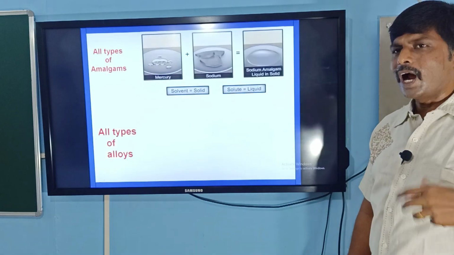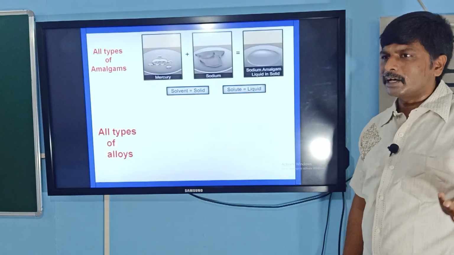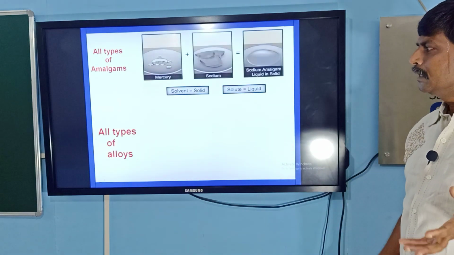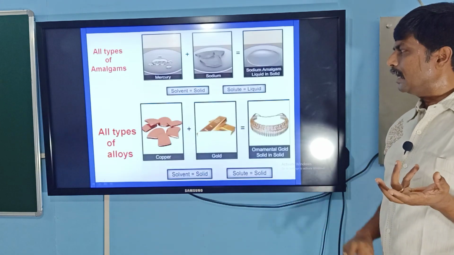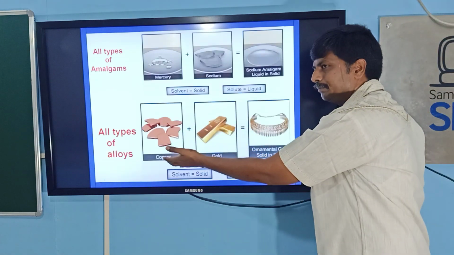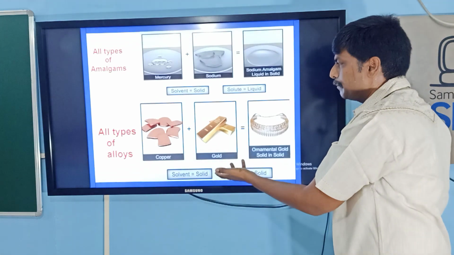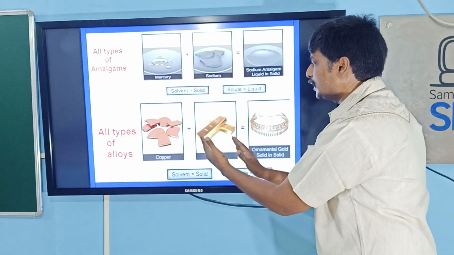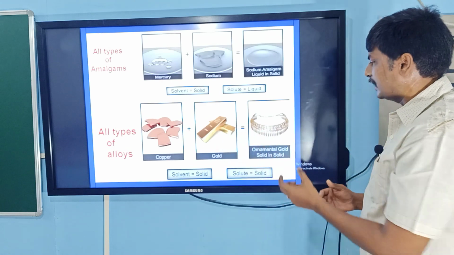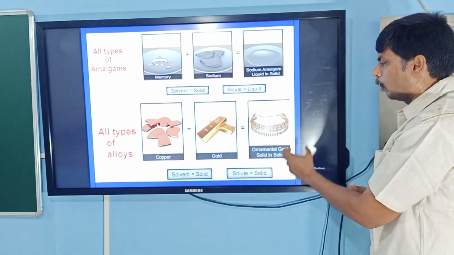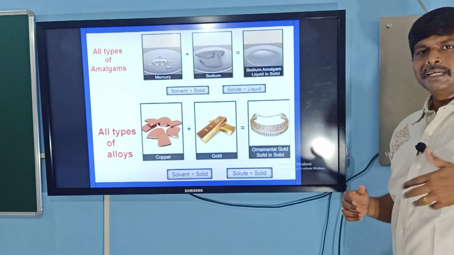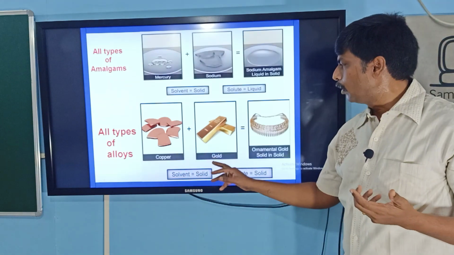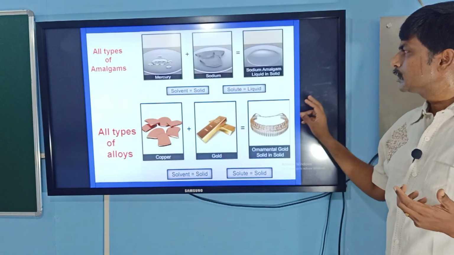Next one is all types of alloys. Already at the start I gave these examples. All types of alloys. You take copper metal plus gold metal. It is a solid. It is also solid. These two solids form a homogeneous mixture, that is ornamental gold. Ornamental gold is the mixture of copper and gold. Solid and solid.